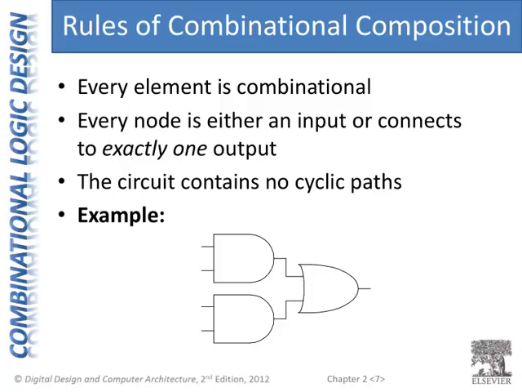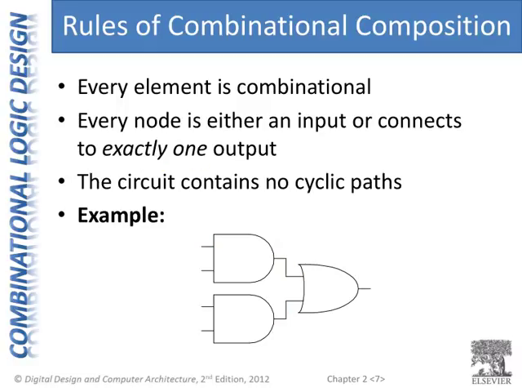A node is either an input, in this case, or connects to exactly one output. So it cannot connect to more than one output. So this node, for example, is an input and connects to exactly one output, but not more than one. So I can't do this, where it connects to 2 outputs. That would be an invalid circuit. So not a good circuit. It has to connect to exactly one output.